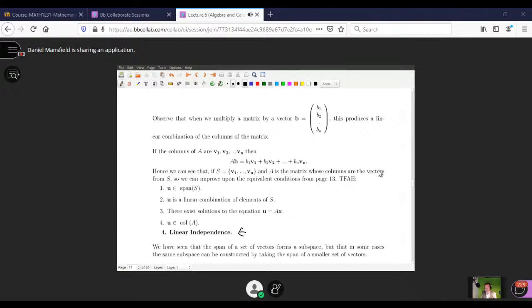Observe that when we multiply a matrix by a vector, I'm just going to change these to X's to be consistent with what I did before. When we multiply a matrix A by a vector X, so that's X1, X2, up to XN, then that produces a linear combination of the columns of the matrix. Literally, if you've got a matrix A made up of columns V1, then another column V2, and then another column V3, and so on, all the way up to Vn. I'm just naming the columns here. These are the columns.